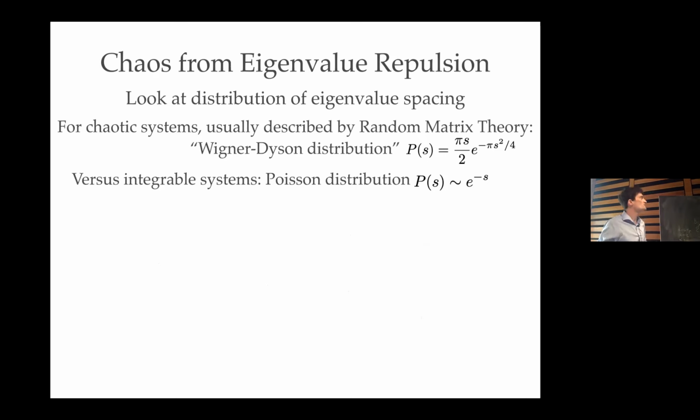Good. By contrast, in an integrable system, there's no eigenvalue repulsion. So in an integrable system, the idea is that there are a very large number of conserved charges. So any 2 neighboring eigenvalues are expected to come from different charge sectors. So there will be no off-diagonal matrix elements. And so there's no eigenvalue repulsion.